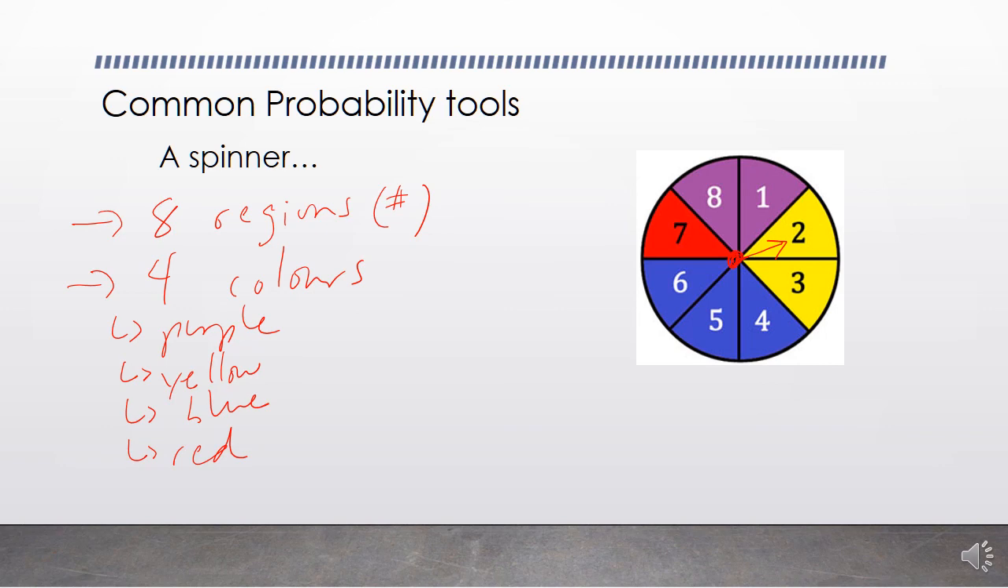So if we look at this fictitious spinner I gave you, what color is the most likely to happen? Blue. What color is the least likely to happen? Red. What about purple and yellow? They're even. They have a 2 out of 8 chance together. So that's just another thing you can use to analyze probability.